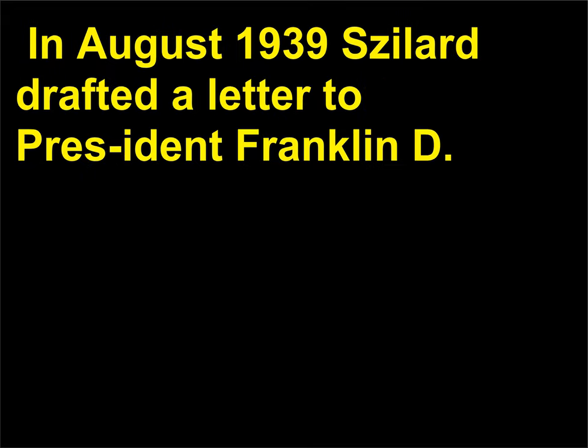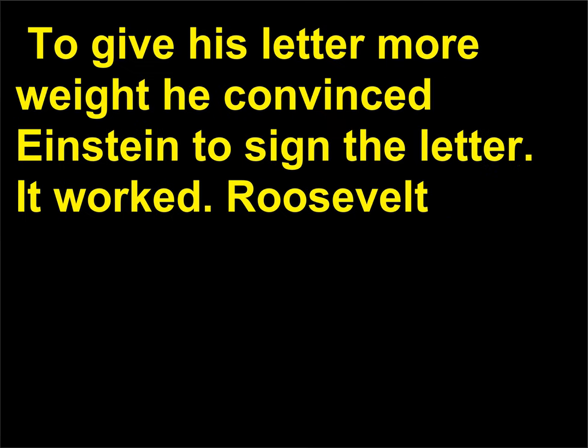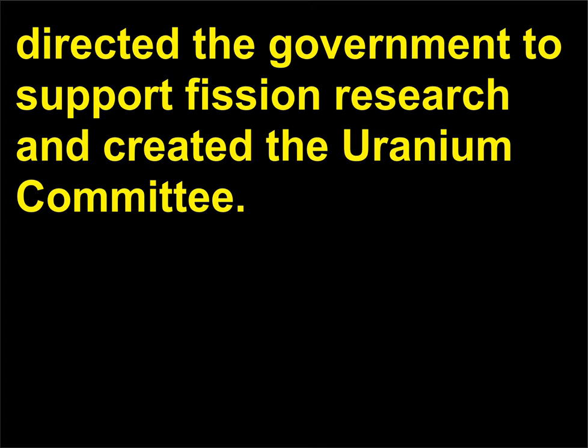In August 1939, Szilard drafted a letter to President Franklin D. Roosevelt, 1882-1945, that the German results could lead to an extremely powerful new weapon. To give his letter more weight, he convinced Einstein to sign the letter. It worked. Roosevelt directed the government to support fission research and created the Uranium Committee.